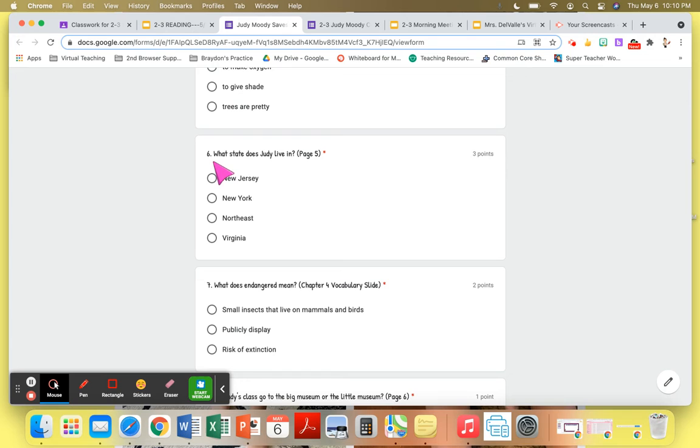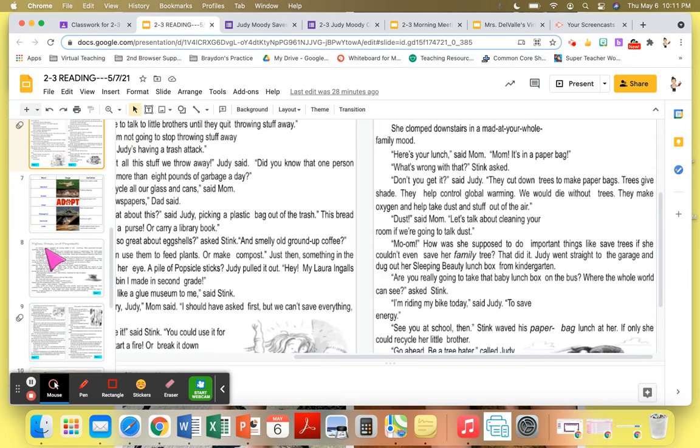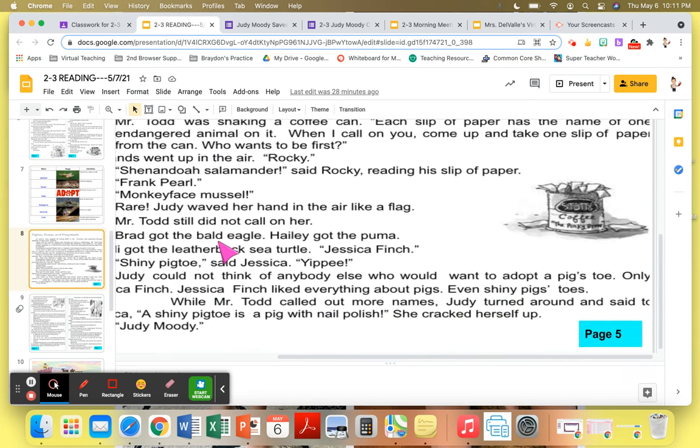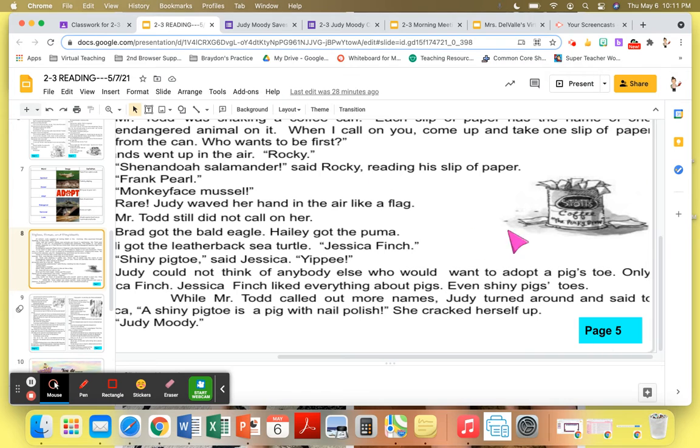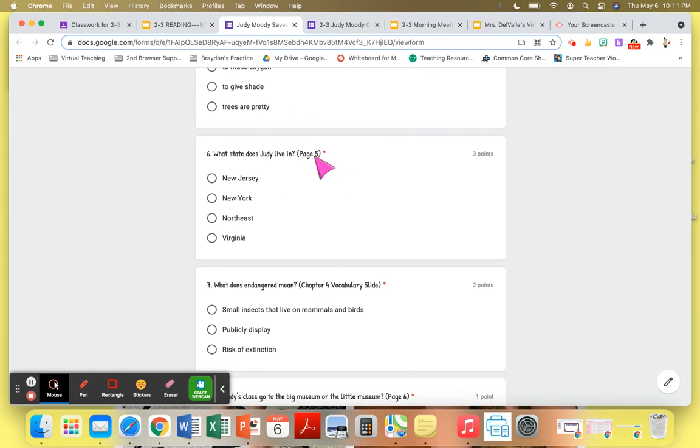Number 6, we also did this together in class. What state does Judy live in? Now we're switching to chapter 4. So now chapter 4 starts here. Here is page 5 where your answer is. It tells you, but again, we did this together.